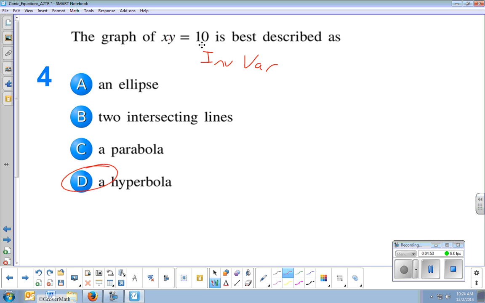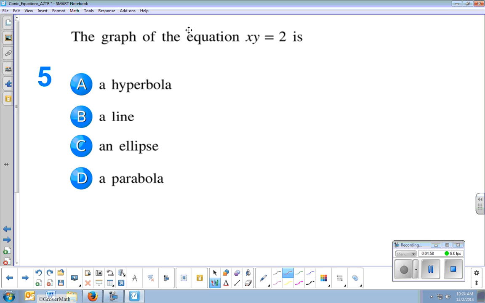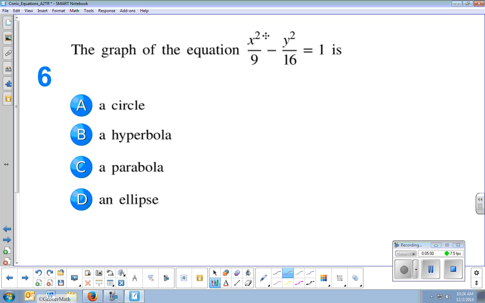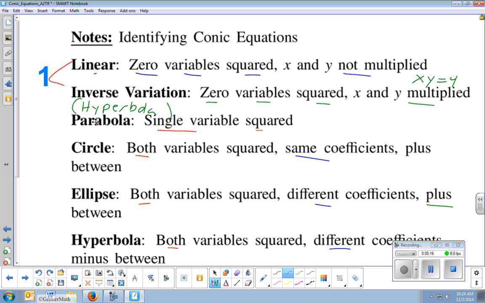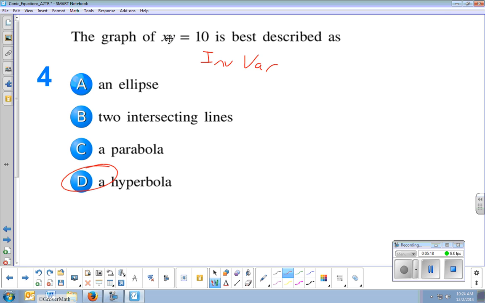And so we have to remember that this is not what a standard hyperbola looks like. Let me jump ahead a little bit, actually, and find a hyperbola. Here you go. X and y both squared on number 6. Different coefficients. The coefficient here is 1/9. Coefficient here is negative 1/16. So different coefficients, minus between. That's your standard looking hyperbola. But these, on number 4, these are also hyperbolas. They're inverse variation hyperbolas. So there's two types.